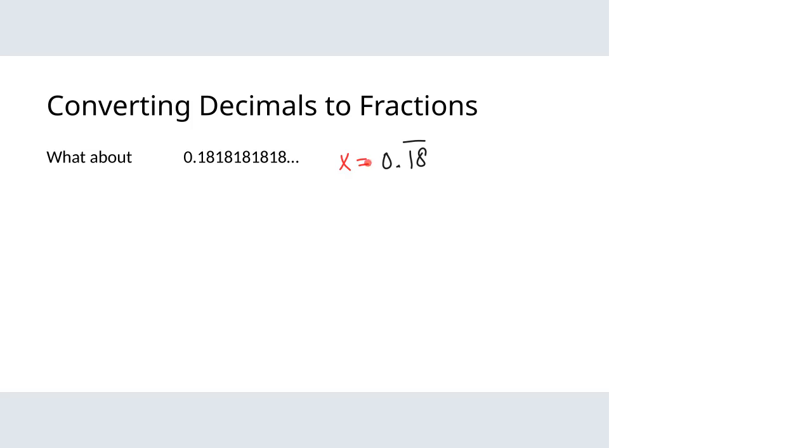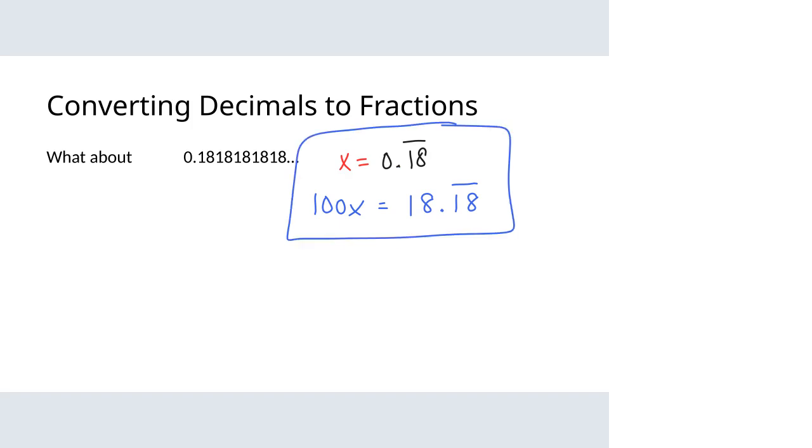And if I call that x and I multiply by 100, I want to move that decimal point over 2 places. I want to move it all the way to the end of whatever it is that's repeating. So I'm going to multiply by 100. And if I do that, I'll have that 100x is equal to 18.18 repeating. And all I've done is multiply by 100. What I had before was 0.181818, and I just multiplied by 100 to move the decimal over 2 places. And so now I have 18.18181818.